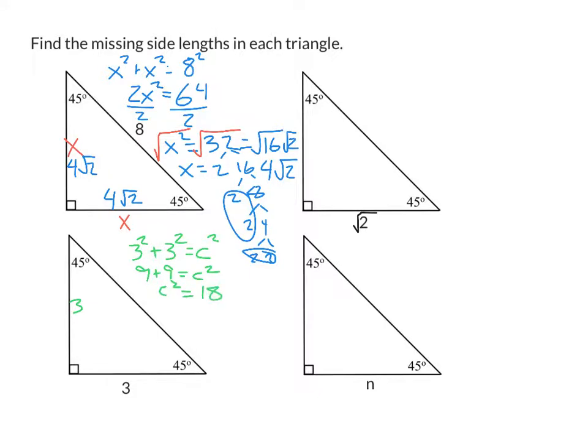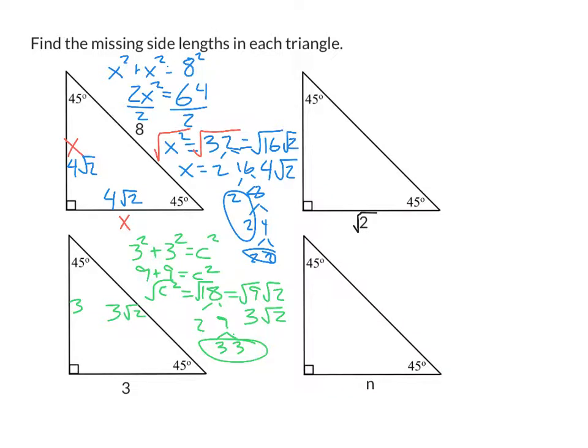And when we do our factor tree, 2 and 9, which is 3 and 3. And so we have a pair of 3's. So the square root of 18 is the same as the square root of 9 times the square root of 2, or rather, 3 root 2. And so that's the hypotenuse for that one.